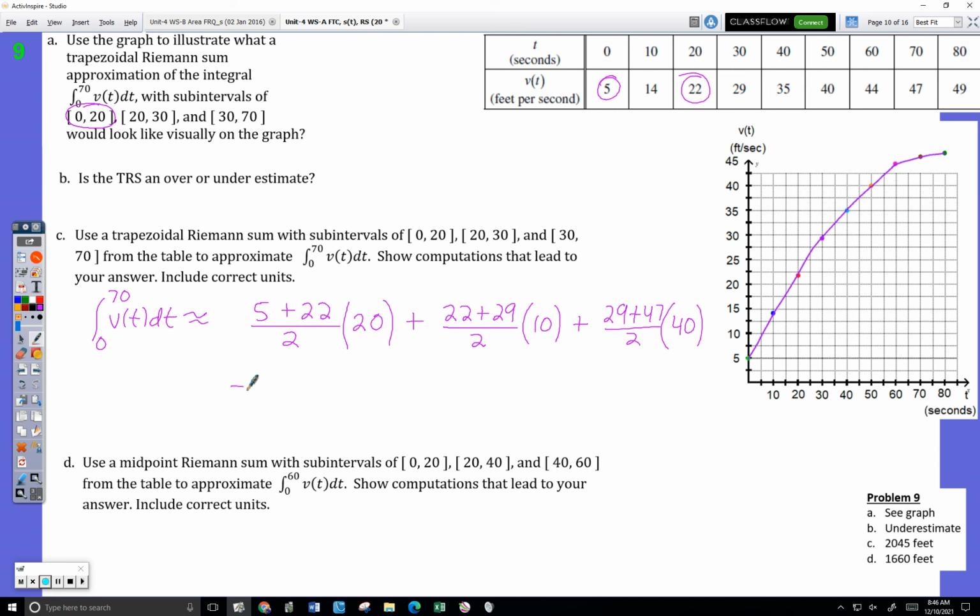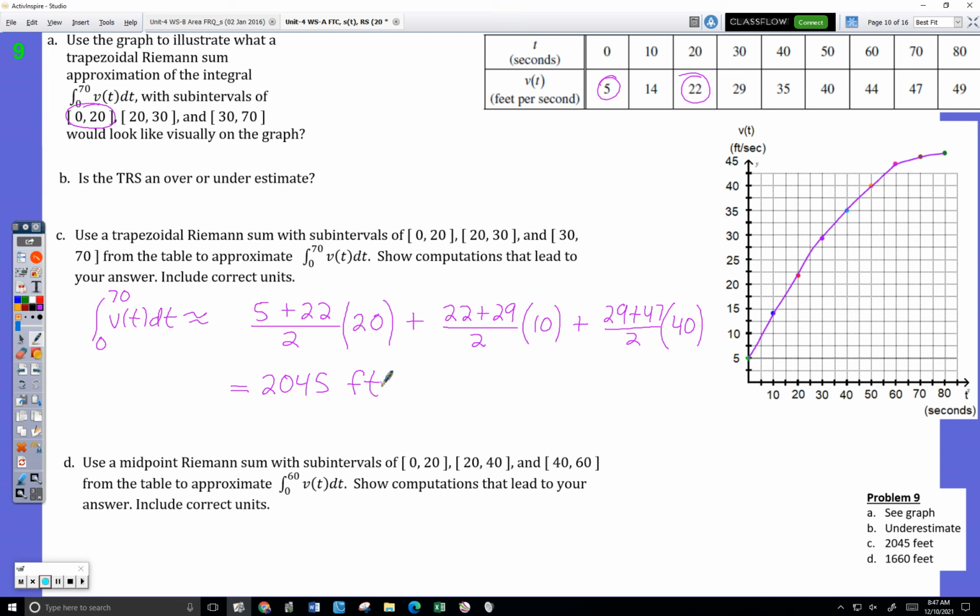And just punch it in your calculator. Turns out to be 2045. Questions? Please. If we average all the velocities, would that be like... They won't have you do that for our test, but it makes sense. For sure. Don't forget the units. Points for Emma. Questions?